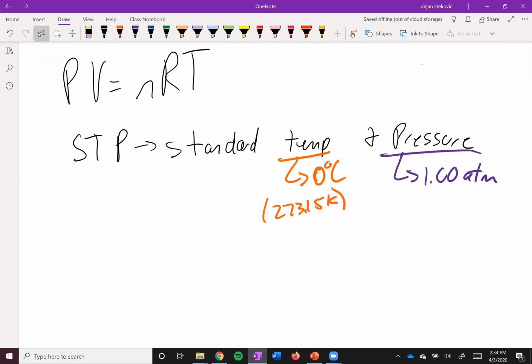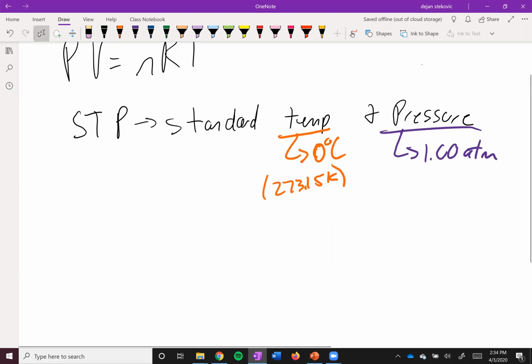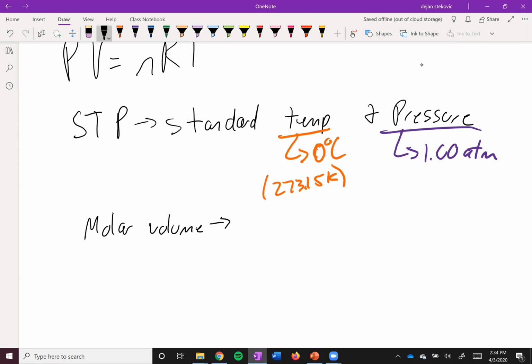So if we think about ideal gases, they behave in the same fashion a lot of the times, right? Most gases are ideal gases, so they mostly behave the same. And so let's take a look at one of these properties, and that's called molar volume. And molar volume, as the name implies, is the volume of 1 mole of gas, right?